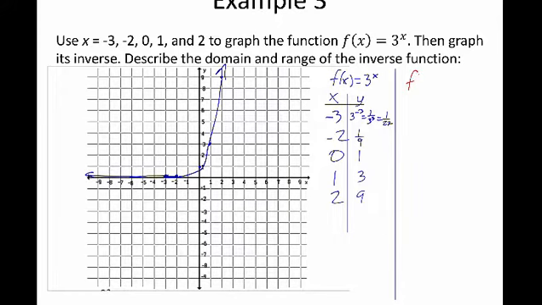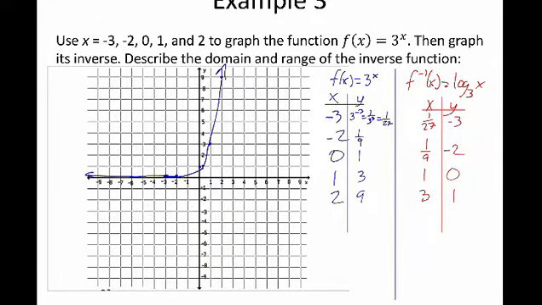Now the inverse of that, I'm going to do that in red. So we're going to say f inverse of x would be log base 3 of x. Now just like you did in the notes yesterday, you're just going to swap the x and the y values. We're going to take -3, 1/27th, and flip that around, making it 1/27th as our x value, -3. Instead of -2, 1/9, we're going to make it 1/9, -2. Instead of 0, 1, we have 1, 0. Instead of 1, 3, we have 3, 1. Instead of 2, 9, we have 9, 2. And so we're going to plot those points.